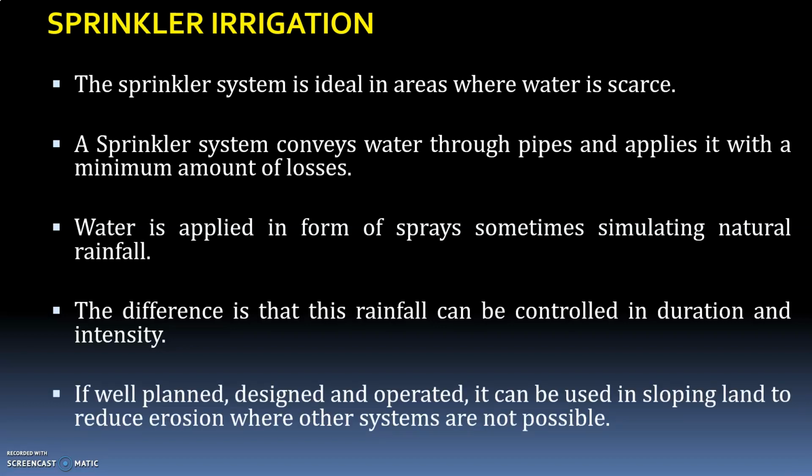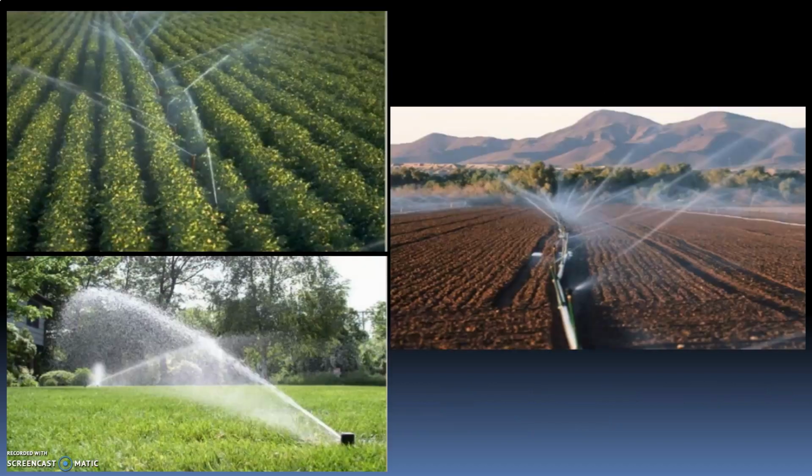If well planned, designed and operated, it can be used in sloping land to reduce erosion where other systems are not possible. You can see here, this is a sprinkler irrigation system. It looks like a rainfall. The only difference is that it can control the application of water. I think all of you must have seen this type of irrigation.